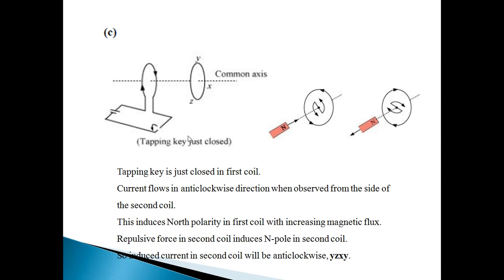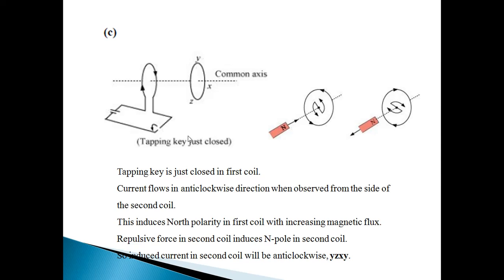Now this is the third case. In the third case, we have a coil with a circuit and another coil without a circuit. And there is a hint given that the tapping key is just closed. When the tapping key is just closed in the first coil, a current flows in anti-clockwise direction as shown in the diagram. When observed from the side of the second coil, the current flows in anti-clockwise direction. But when we observe from our side, it flows in clockwise direction.